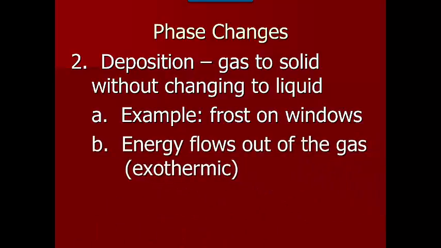And this one's exothermic. In order for it to become a solid, it would have to lose energy, and the particles will become more orderly. As a gas, they're moving about, and as a solid, they're much more ordered and structured, so it loses energy in order for that to happen. And those are your 6 phase changes, and whether they're endothermic or exothermic.